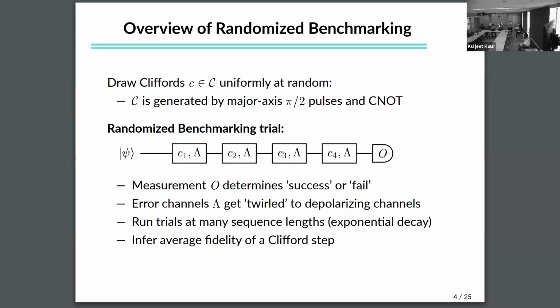Okay, so I'll get started with an overview of randomized benchmarking. This is a very common characterization task that's been around for a while. And a good place to start thinking about it is in terms of a circuit that looks like this.